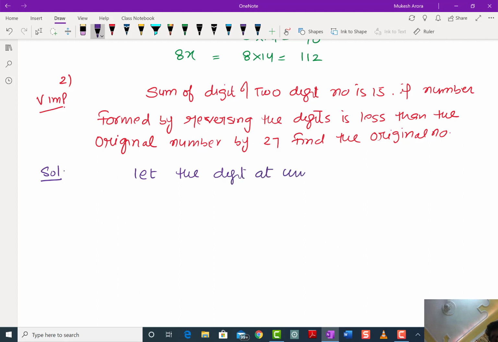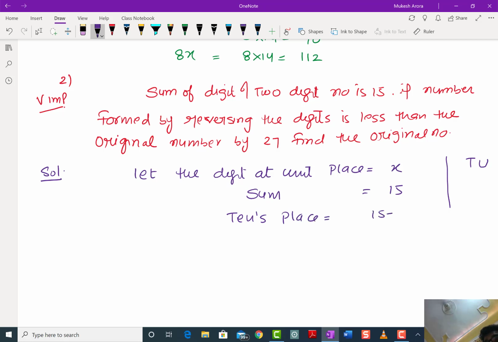He says that the sum of the digits of a two-digit number, let the digit at unit place be x. See, one is unit place, another is tens place. Their sum is 15. If the sum of the two digits is 15, then the digit at tens place will be 15 minus x.